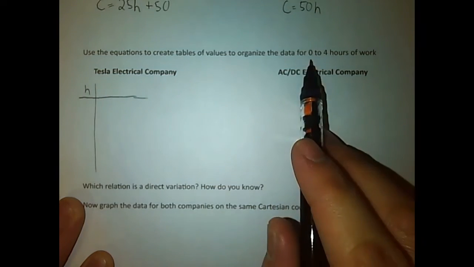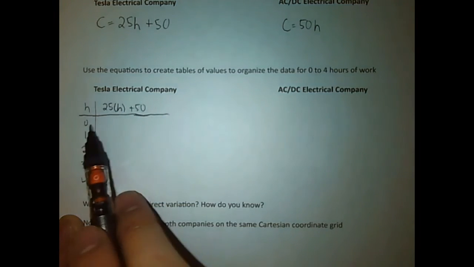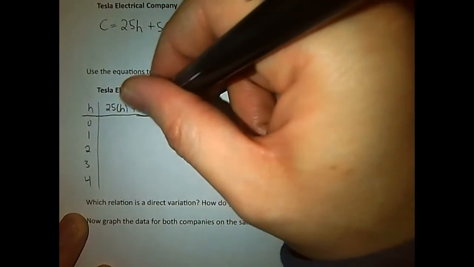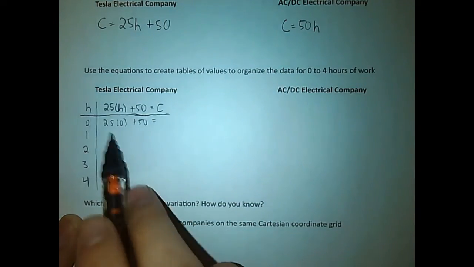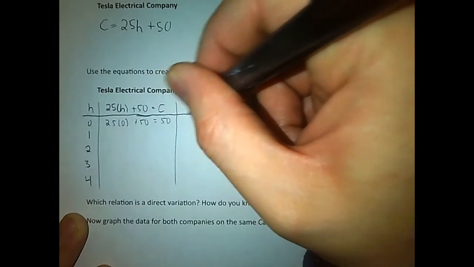Well, they give us the values for H. We're going to use 0 to 4: 0, 1, 2, 3, 4. And like we did with the table of values before, I'm just going to put my equation here, 25H plus 50. We're going to put in these H values to get our corresponding cost. So what happens at 0? What is the cost? Well, 25 times 0 plus 50 is just 50. So we end up getting a coordinate of (0, 50) here.